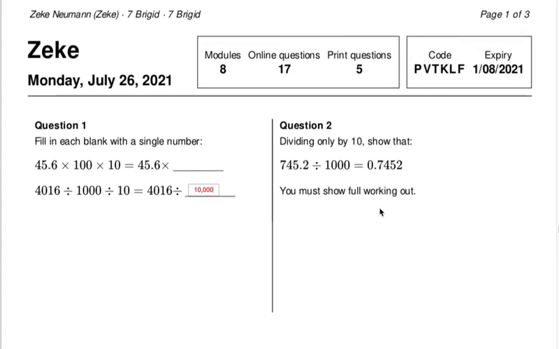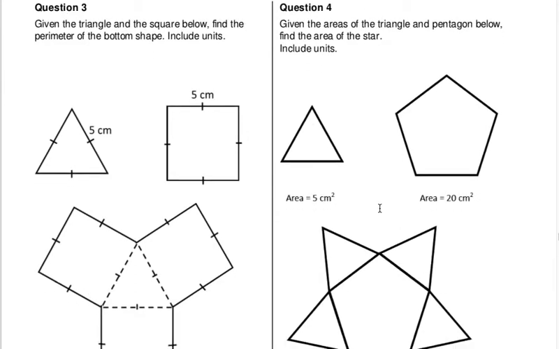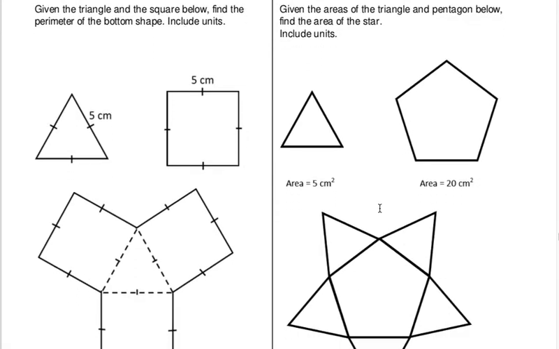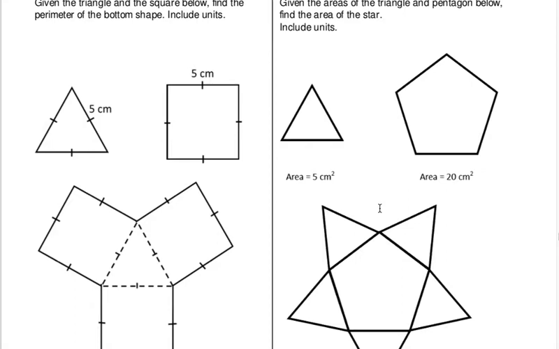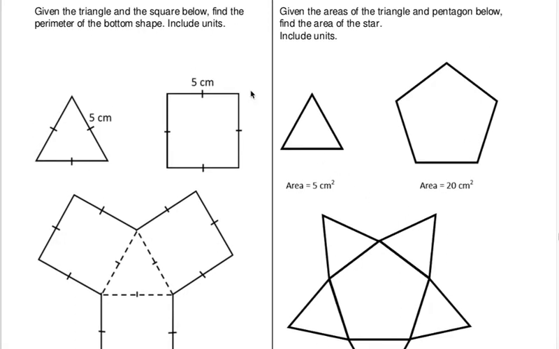Question 2, I believe you got right. If we scroll down, this one, given the area of the triangle and the square below, find the perimeter of the bottom shape. You have to remember that perimeter means the outside edge. So you're looking for the sum of the outside edges.